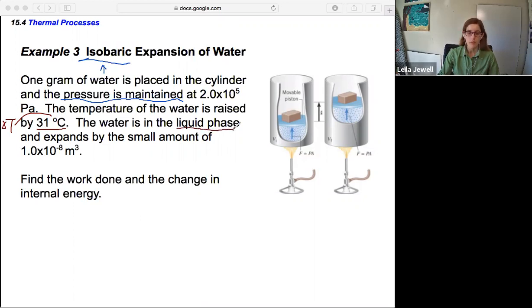So here we see that these thermal processes do apply to liquids, even though we'll commonly be looking at gases. It still holds for liquids too, and expands by the small amount of this 1.0 times 10 to the minus 8 cubic meters. Cubic meters, what are the units of that? Those are the units of volume, great, and it's expanding by this amount. So is this our initial volume, final volume? It's neither the initial or the final, it's the difference, right? This is the amount that we have expanded. So I'd write this as my delta V.